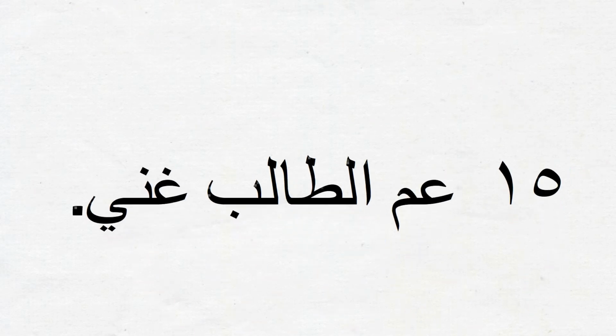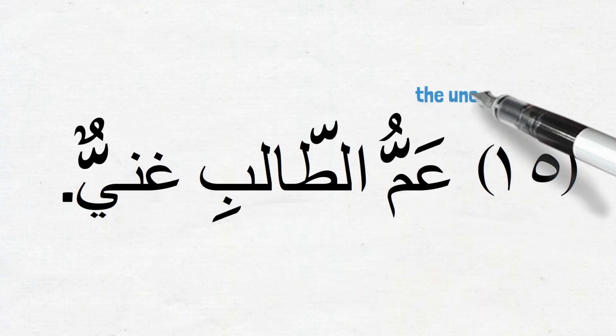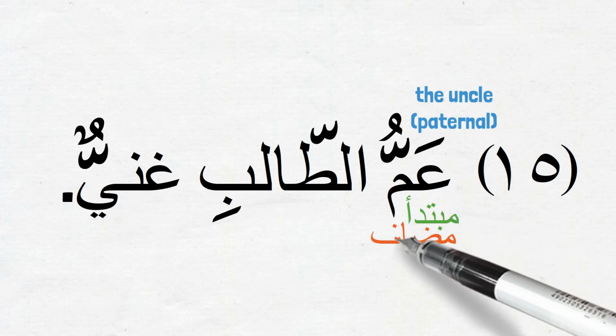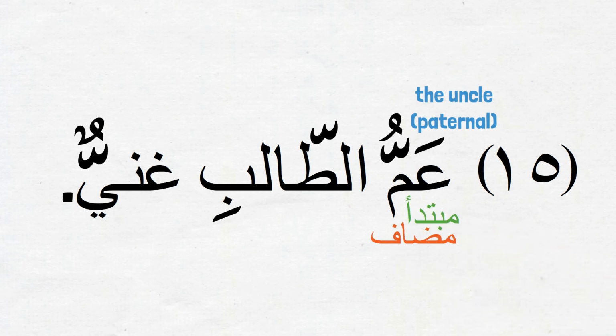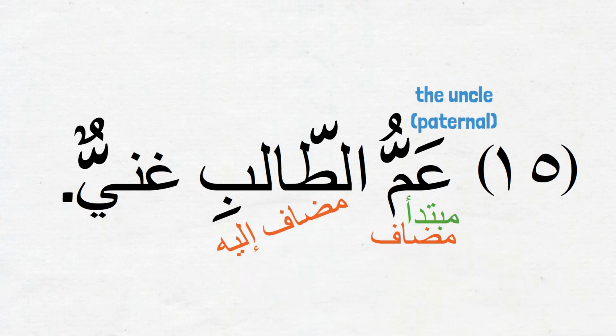Number 15. عم الطالب غني. The word al-ammu means paternal uncle. The translation of the sentence will be the paternal uncle of the student is rich. Ammu is the mubtada, which is also mudaf. That is why the al-article is dropped from it. And at-talibi is the mudaf ilayh. And the khabar here is the ism ghaniyun.